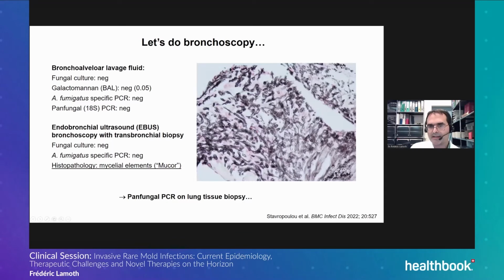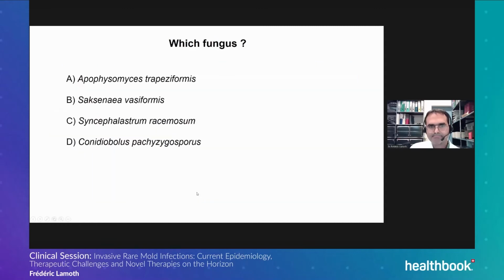Actually, the pathology says mucor-like because they are broad hyphae. But when I saw the picture, I was surprised because yes, these are very broad hyphae, but septate. If you can see, there are lots of septations. And this is quite surprising for a mucor. So again, we did the fungal PCR on this. So what do you think we found? Some rare mucor species.